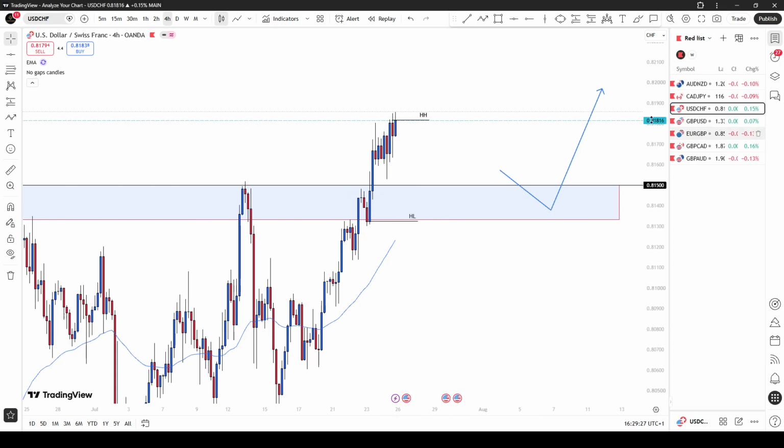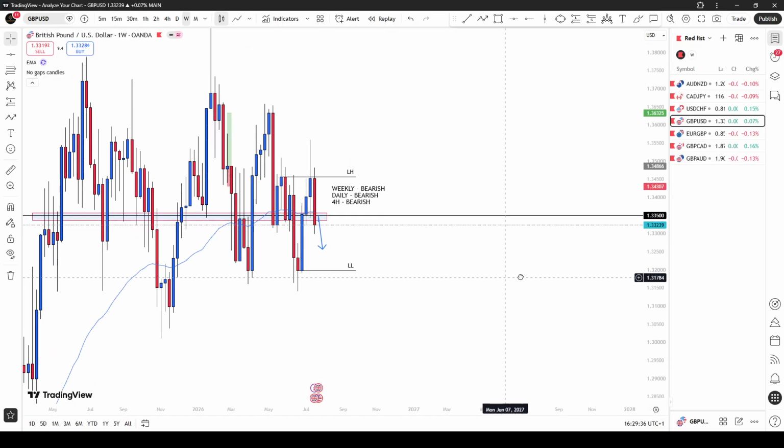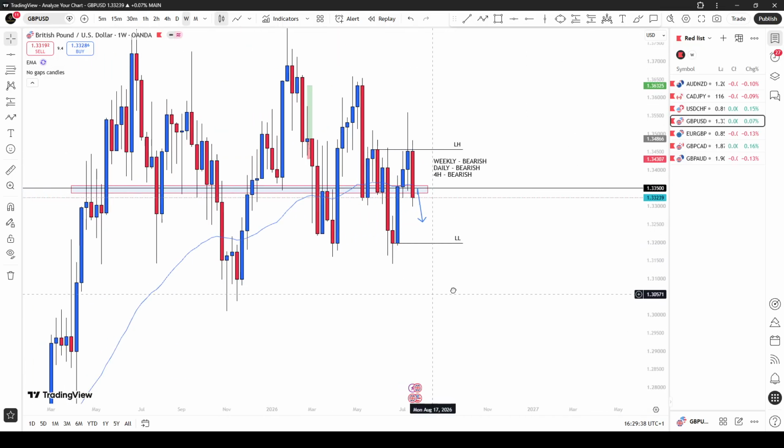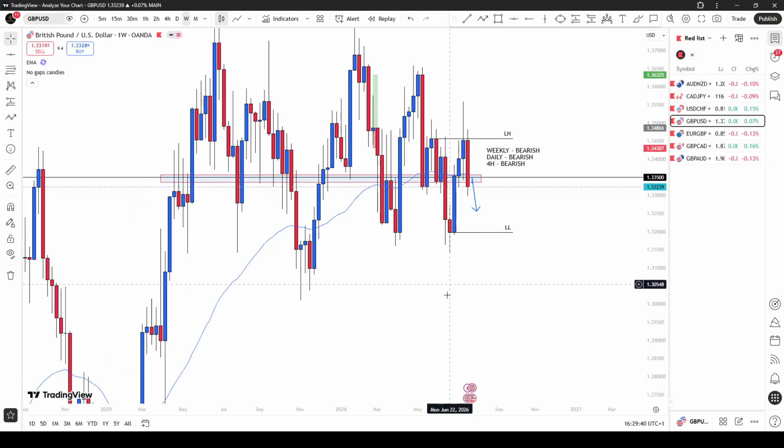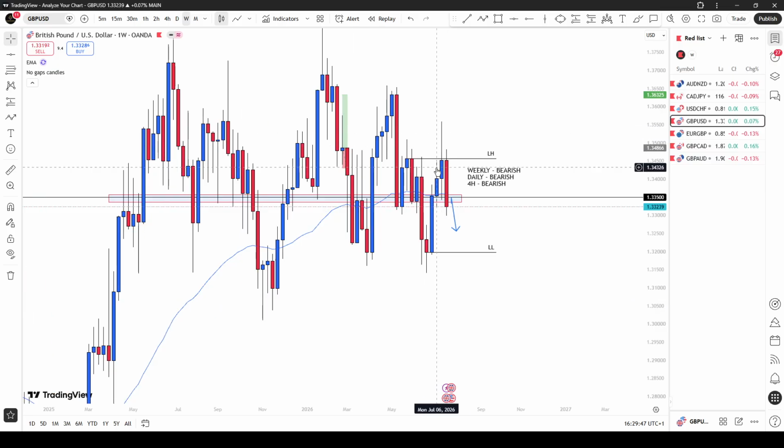Okay, so moving on to the fourth pair. The fourth pair is GBP USD. On the weekly time frame, we are bearish, but last week created a very strong selling candle, giving us an evening star formation. This is a clear evening star formation, and whenever we have an evening star formation, we normally have continuous sell. It is a strong reversal pattern.